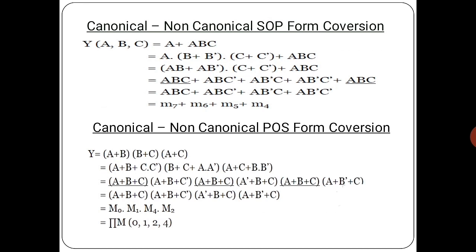So a, b, c plus a, b, c will be replaced with a, b, c. A plus a will be equal to a. So it will be represented as a, b, c. So after that, after writing the particular non-canonical SOP form into canonical form is.